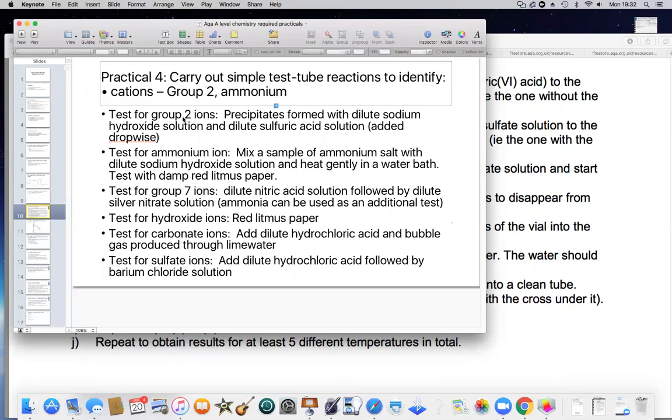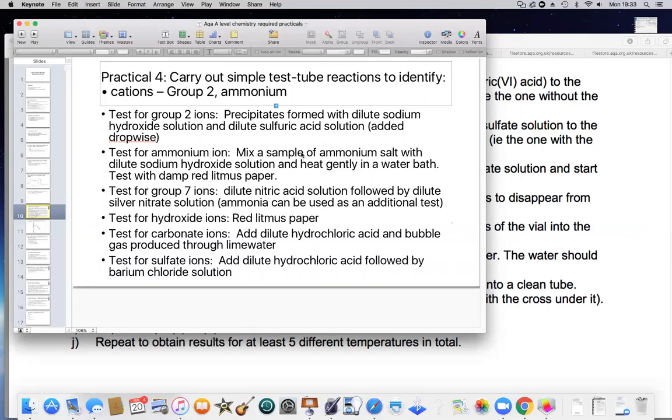But group 2 ions, if you haven't done these yet, you can use sodium hydroxide solution and in a separate test dilute sulfuric acid solution and observe the precipitates, and there's a particular trend. The group 2 ions with sodium hydroxide become more soluble as you go down the group, and with sulfuric acid they become less soluble as you go down the group. So group 2 hydroxides are increasingly soluble down the group, group 2 sulfates decreasingly soluble down the group.